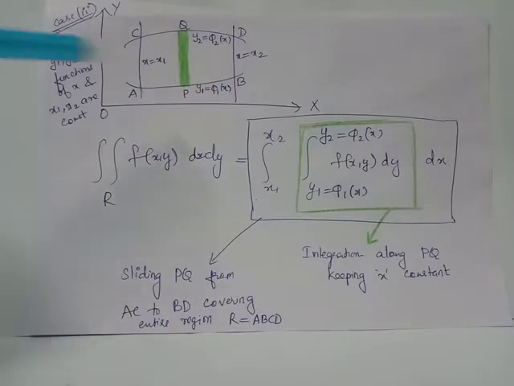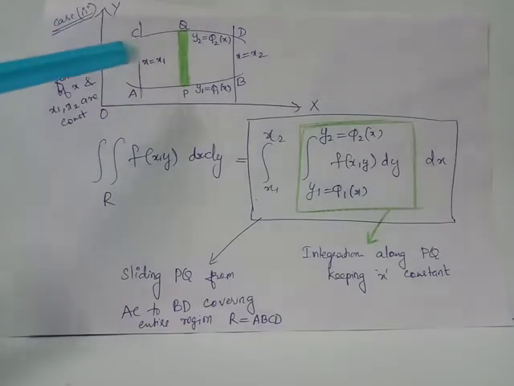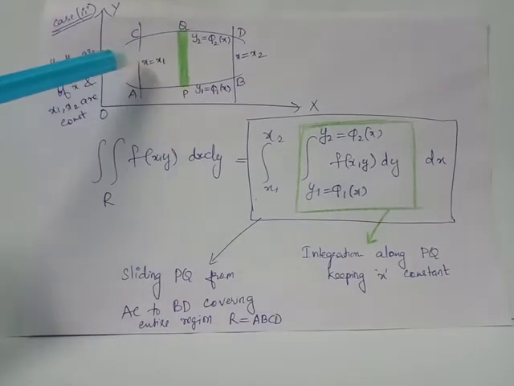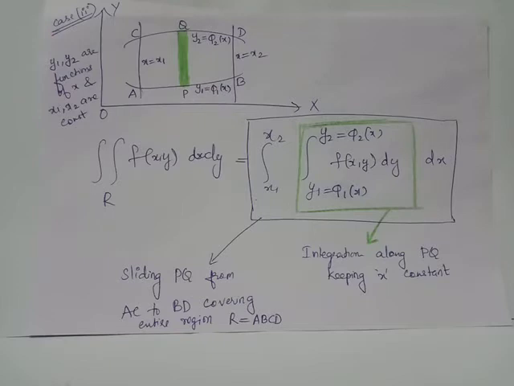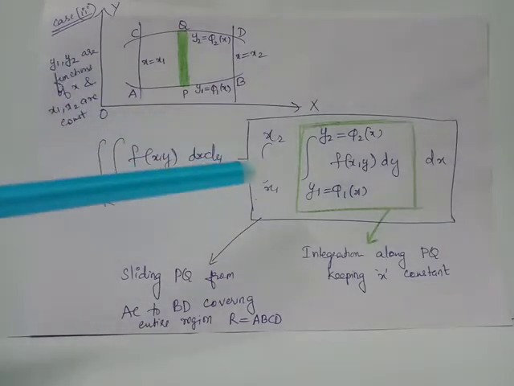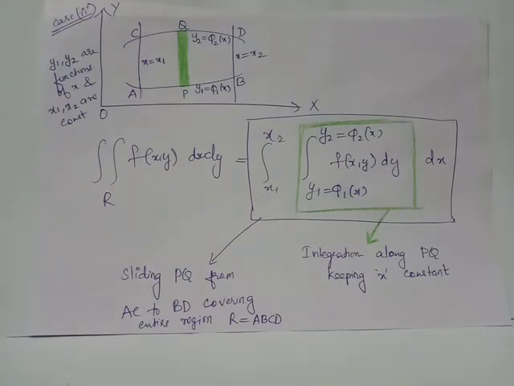First, we perform the integration along the vertical strip. In the outer integration, we are sliding this vertical strip from AC to BD, where AC and BD represent constant limits of x. Once this vertical strip PQ slides across from AC to BD, the entire region R equals ABCD is covered. Notice that after this integration, when you get the resultant answer in terms of x and perform the outer integration, since x1 and x2 are constant limits, the final answer will again be a constant value.